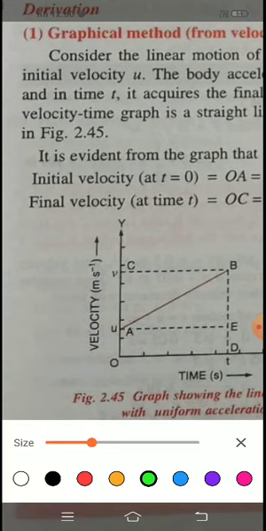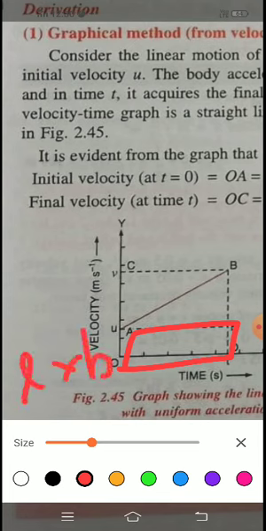Okay, first I will calculate for my rectangle. This is my rectangle. Length into breadth. So what is the length here? OD. OD means it is time. Breadth is OA, and OA means it is u. So this is how we first got ut.